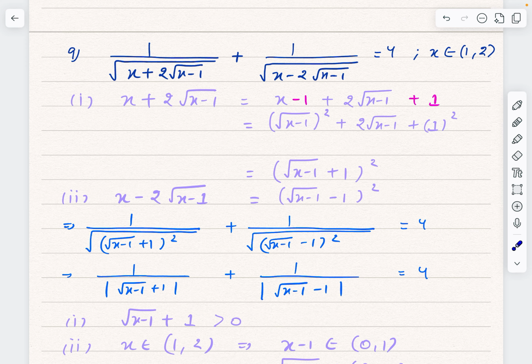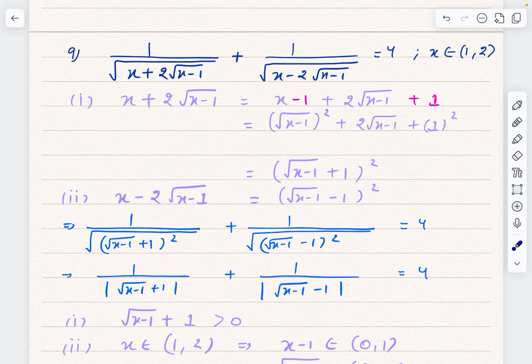What do we see here, first of all? If you see this term, x plus 2 square root x minus 1, I add and subtract 1 here. We get x minus 1 plus 2 square root x minus 1 plus 1. This you can write as square root x minus 1 whole square plus 2 square root x minus 1 plus 1 square, which will be nothing but a square plus 2ab plus b square. So it will be a plus b whole square. So root x minus 1 plus 1 whole square.